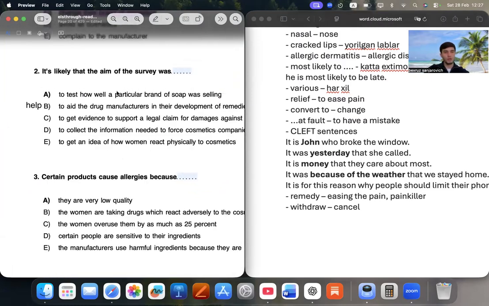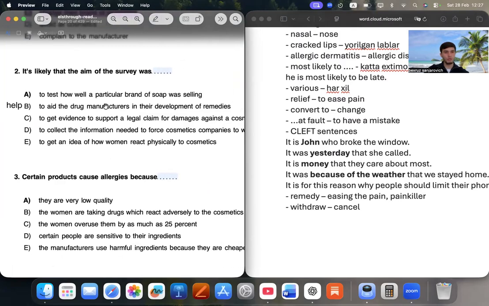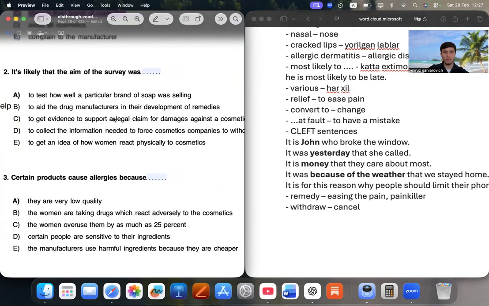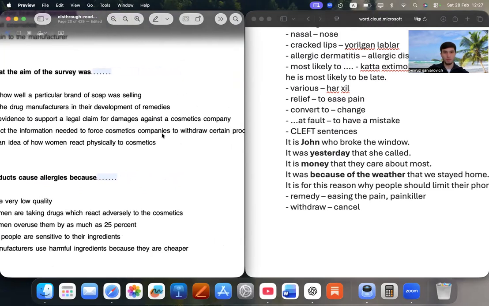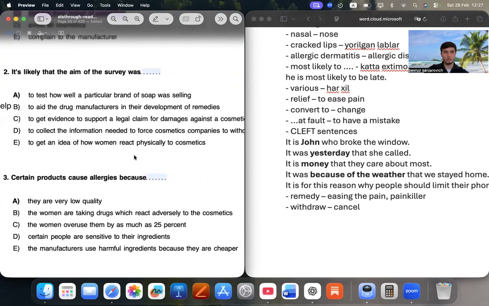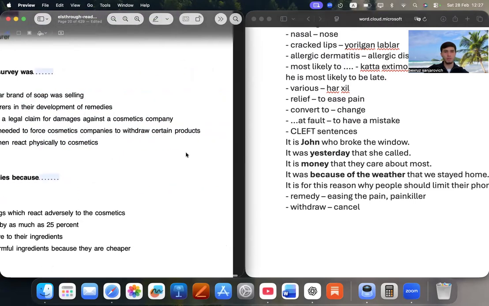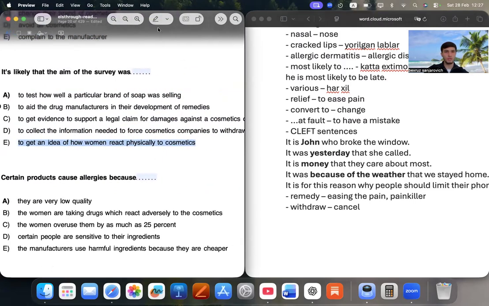Okay, the first one, nope. To aid the drug benefit, nope. To get evidence to support a legal claim, nope. They didn't talk about a legal claim. To collect the information needed to force cosmetic companies to withdraw certain products, no. To get an idea of how women react physically to cosmetics. Yeah, it's most probably going to be the last one because the others do not really fit.